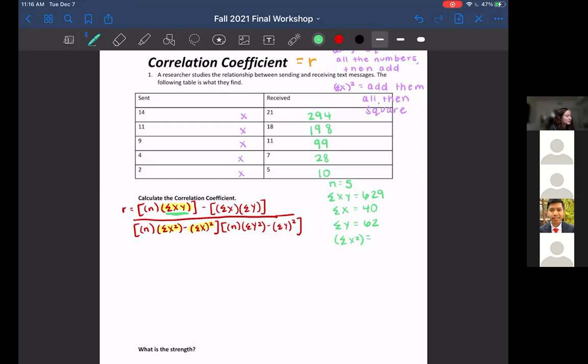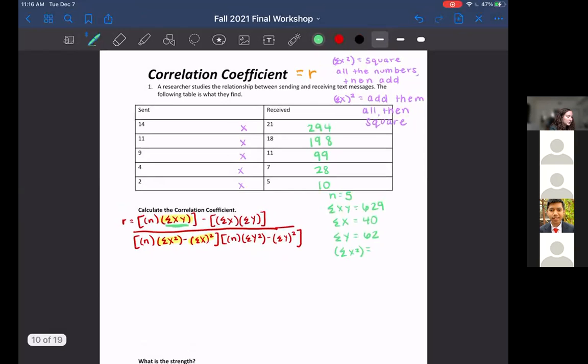So like we talked about earlier, that one would be where you square all the numbers first and then add them. So you would square 14, 11, 9, 4, and 2, and then add all those numbers up, and then that would be our number for this. Okay, so can anyone plug that in and tell me what they get? 418. Yes, good.